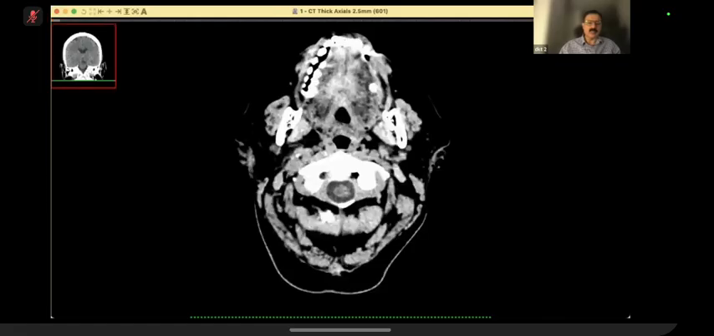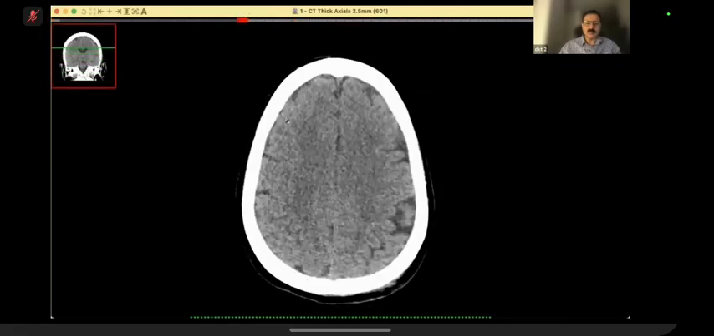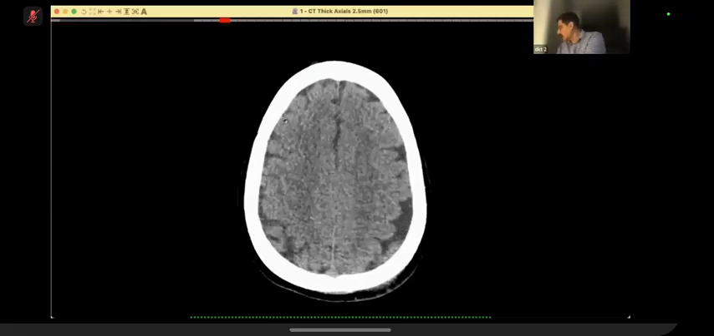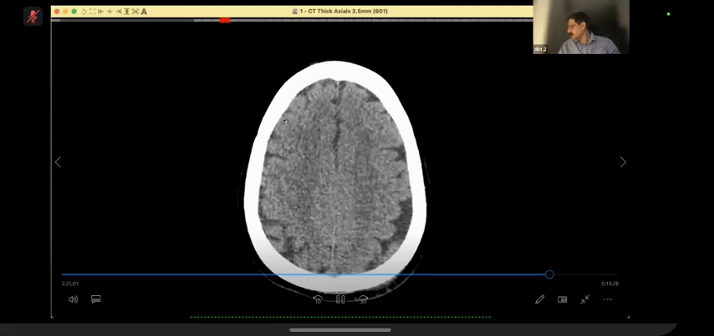Okay, now this case. What happened was, this is a 70-year-old female. It was an accident on an escalator. It was a metal escalator. She had a fall and she came down many stairs. So she was brought to the hospital.